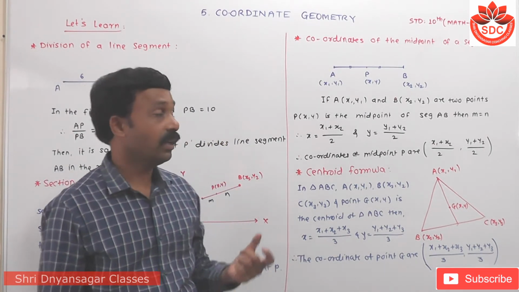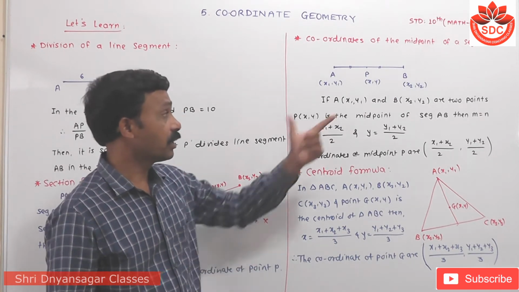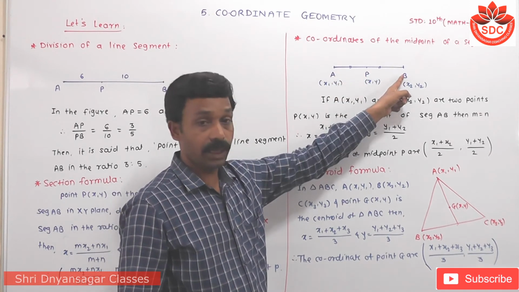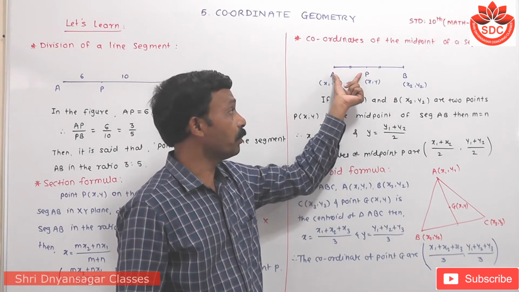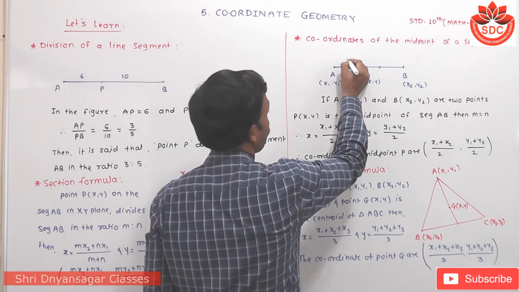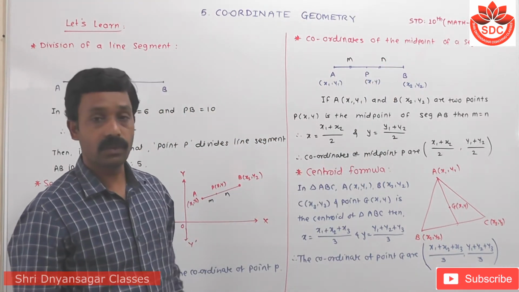Next, students, the next point is the coordinate of the midpoint of a segment. All of you know that for every segment there is only one midpoint. Suppose point P is the midpoint of this segment AB, which means AP is equal to PB. It means this ratio m is equal to n. Suppose that P divides in the ratio m is to n, then m is equal to n.